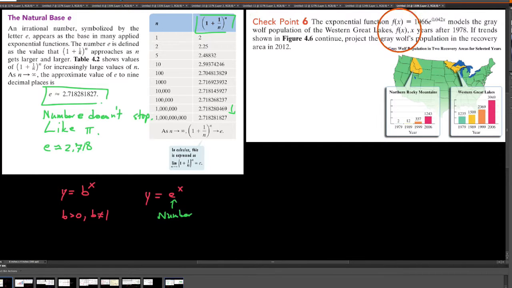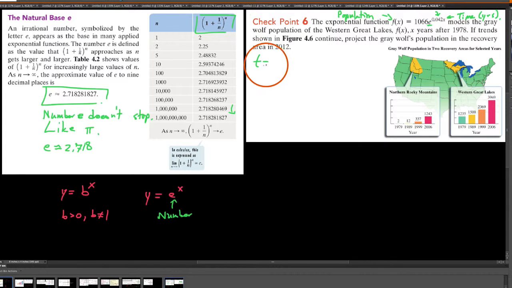We'll look at the base e and where we find it on the calculator, and we'll make this pretty simple. We say the exponential function f of x equals 1066 times our base e to the power of 0.042x models the gray wolf population of the western Great Lakes. So we say f of x models the wolf population of the western Great Lakes. Let's go ahead and write this down: f of x is the population of the wolves, and x is time in years after 1978.